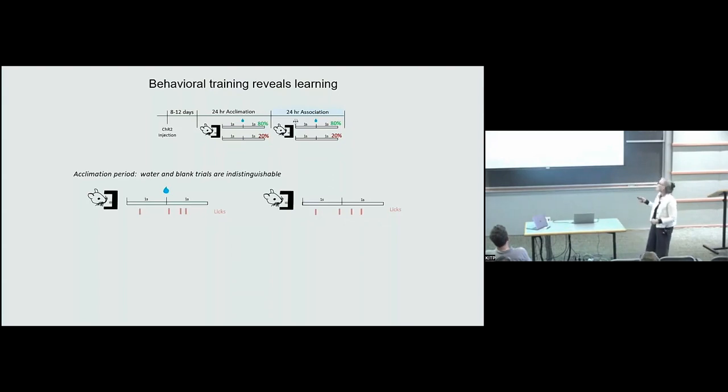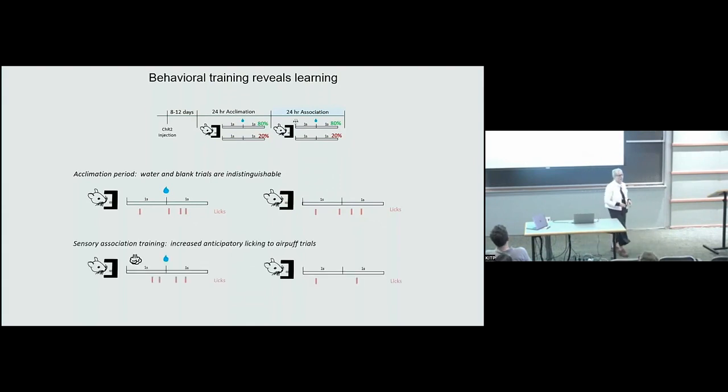Now, during the acclimation period, there's no signal that water will be emitted. And so they have no idea when they should lick. And there are some trials that don't have water, right? So we kind of set that up because we're going to pair the stimulus with some water reward. And some of these trials aren't going to have any stimulus or water.